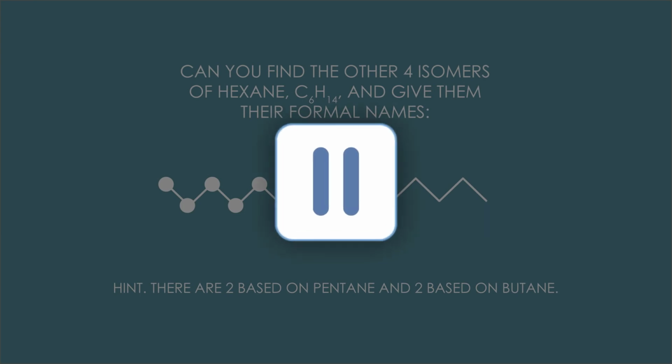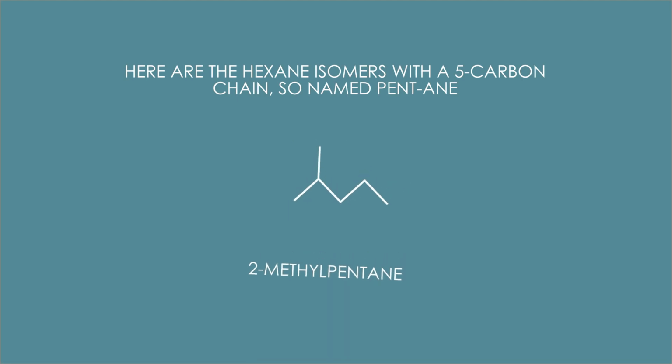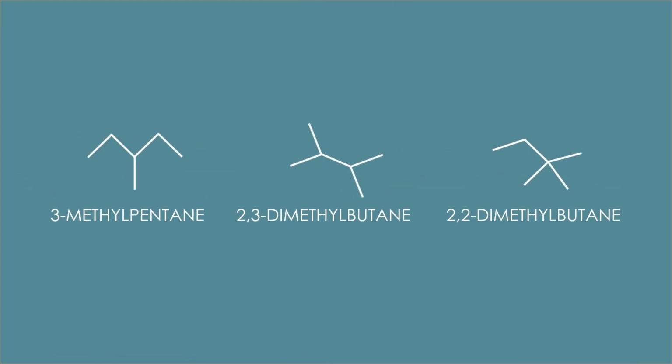Here are the hexane isomers with a 5 carbon chain, so they are named pentane: 2-methylpentane, 2 because the methyl group is on the second carbon atom in the pentane chain. Count the atoms, 6 carbons, 14 hydrogens, it's still hexane. And here's the other isomer based on pentane, 3-methylpentane.